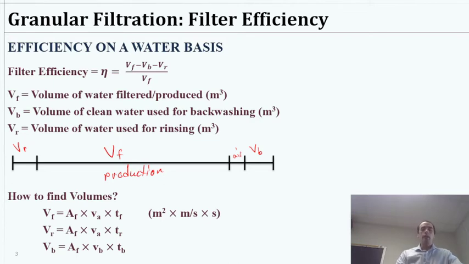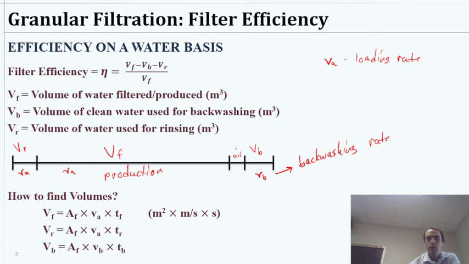I will note that sometimes we have a different backwashing rate than loading rate. So lowercase VA, this is our loading rate. We always use that for our rinsing. We always use that for our production. We don't necessarily use that for backwash. So the lowercase v, we'll say the backwashing rate.